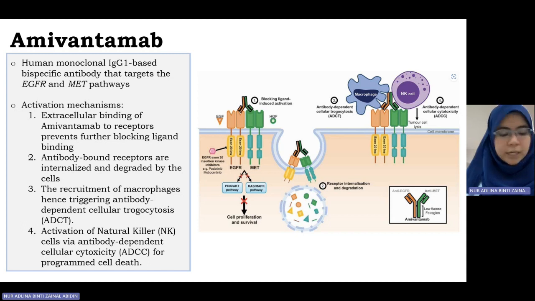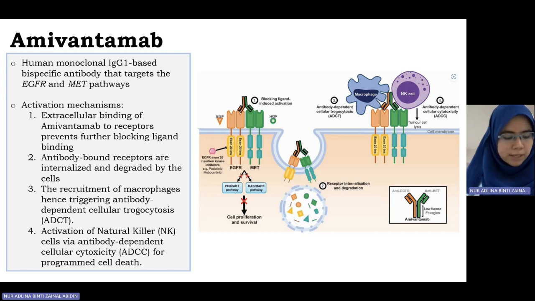Amivantamab is another FDA-approved inhibitor demonstrating activity against exon 20 insertions. It is a human monoclonal immunoglobulin G subclass 1 based bispecific antibody that simultaneously targets the EGFR and MET pathways through 4 mechanisms of action, which you can see described and summarized in the right diagram.